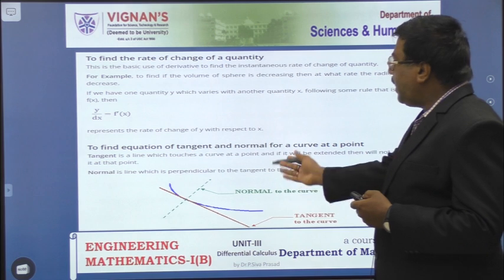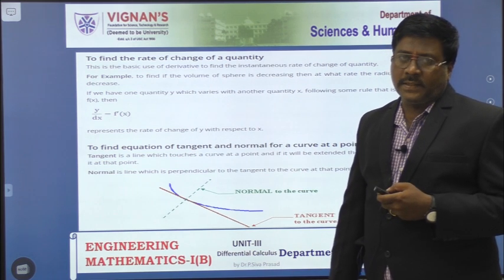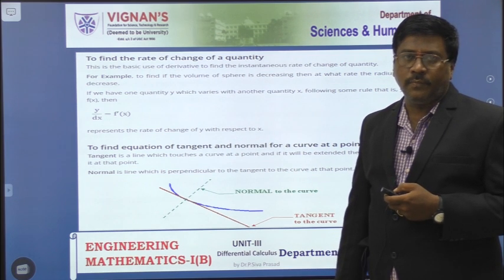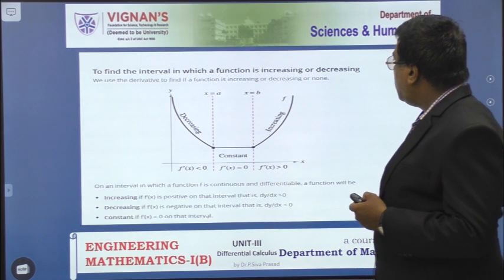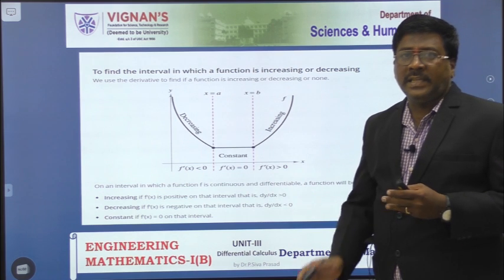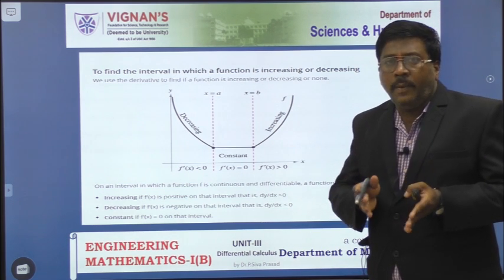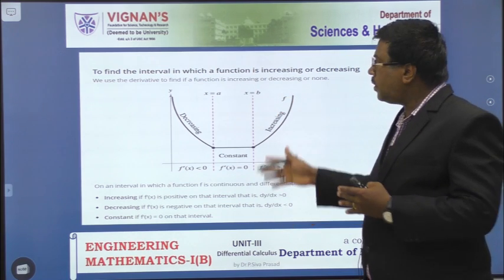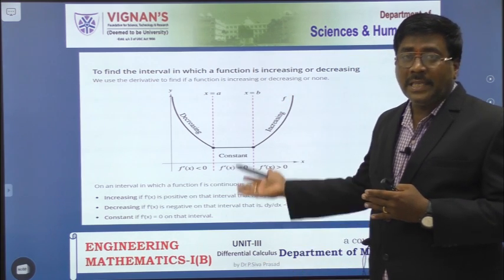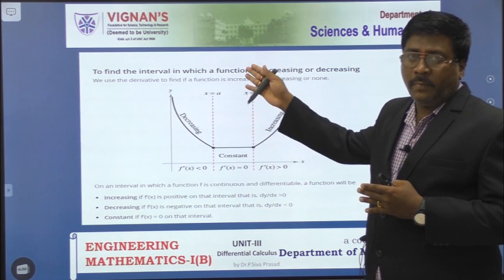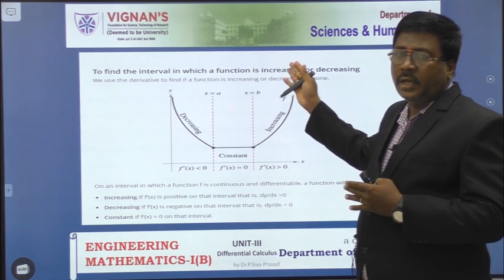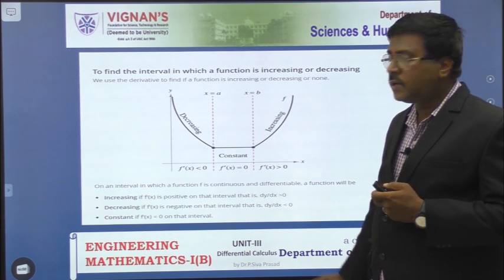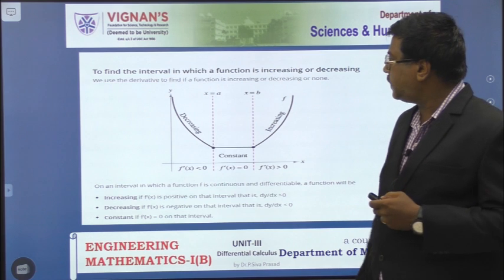Similarly, to find the tangent and the normal to curves, we have to use the derivatives. Also, where the function f of x reaches its maximum value and its minimum value, by using the concept of derivatives we can easily identify where the function is increasing or decreasing. This is also another important application of these derivatives.